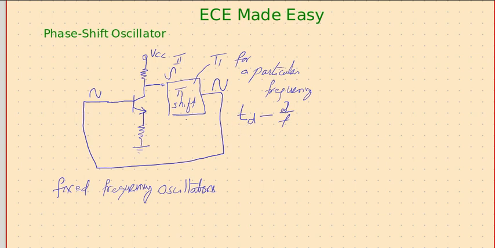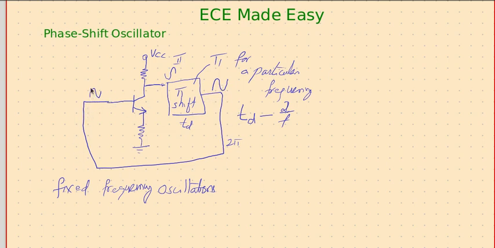So if we can delay by TD, then for one particular frequency, this will give a pi radian delay, and another pi radian delay is given by the transistor. And this transistor gives a pi radian delay irrespective of frequency. And if this network gives pi radians only to a particular frequency, then overall we get a 2 pi delay. Whatever signal is available here, one cycle will be made available here after one period, and that comes back.